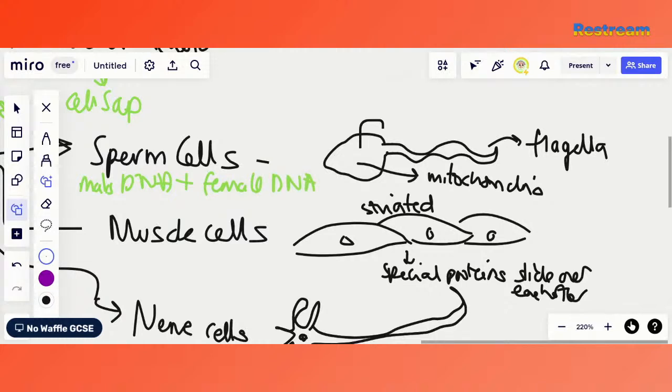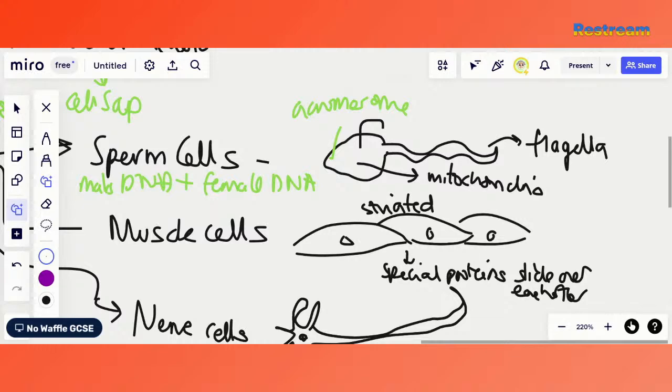So we talked about how it has mitochondria crammed in its head. We discussed how it's streamlined, it has a long tail, and also what's necessary is the acrosome. The acrosome is what you call the top of the sperm's head, and this contains a lot of enzymes which break down the outer layer of the egg.